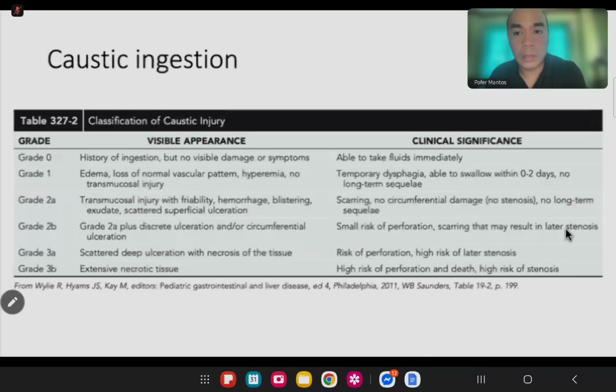So we have to advise them to observe for the presence of dysphagia or intolerance to food, or chest pain, because usually stenosis could happen around 2 to 3 weeks post ingestion. Whereas for those with grade 0, 1, or 2A, usually there is no long-term sequelae for these types of injuries. Okay.